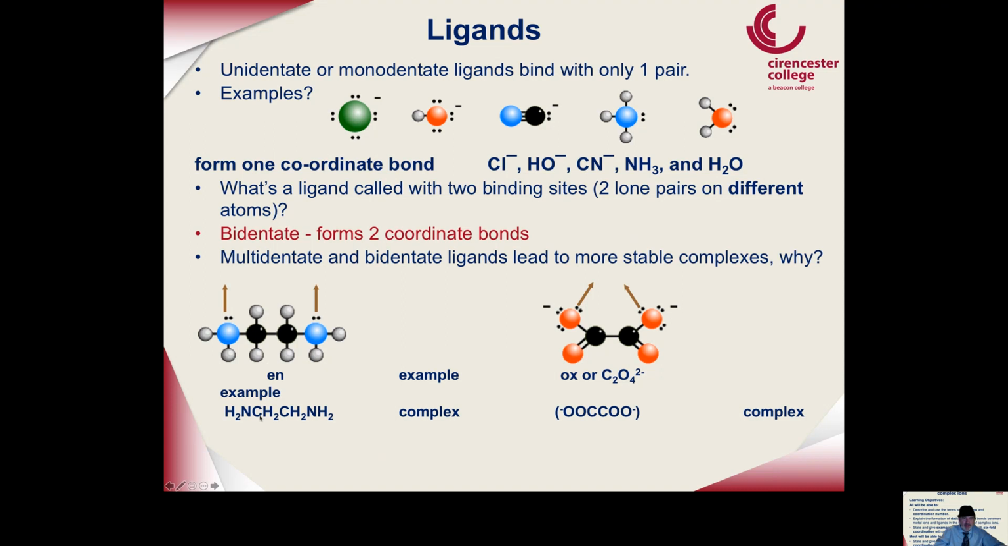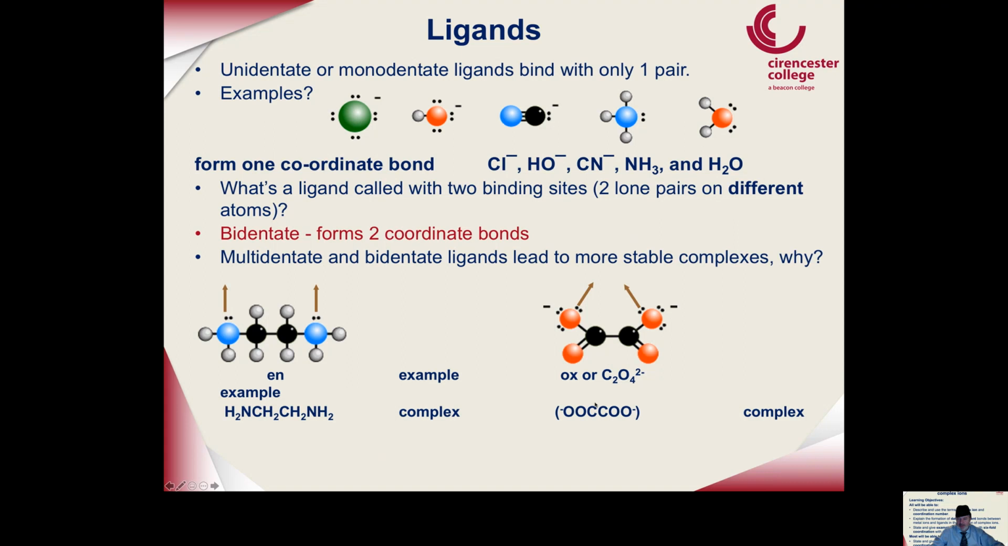We've got diaminoethane, or sometimes it's called EN for short. When we're trying to speed up our writing, we might just call this EN. It's got 2 amine groups on it. So diaminoethane, or aminoethylamine. There's a lone pair here, a lone pair here. They're separated by the 2 carbon atoms here. So that means they could come around a transition metal to form the complex.